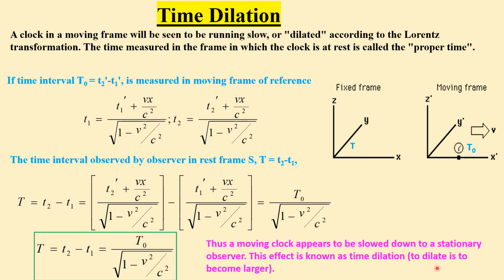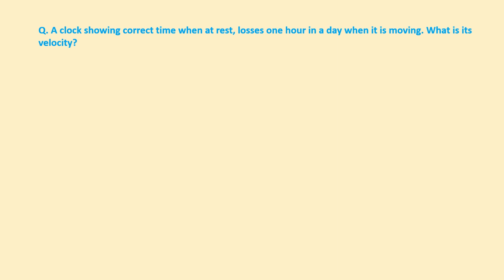Dilation means to become larger. Here the minute or the hour will be longer. It will take a longer time, so the total time will be slower here. So this effect is known as time dilation for moving objects.